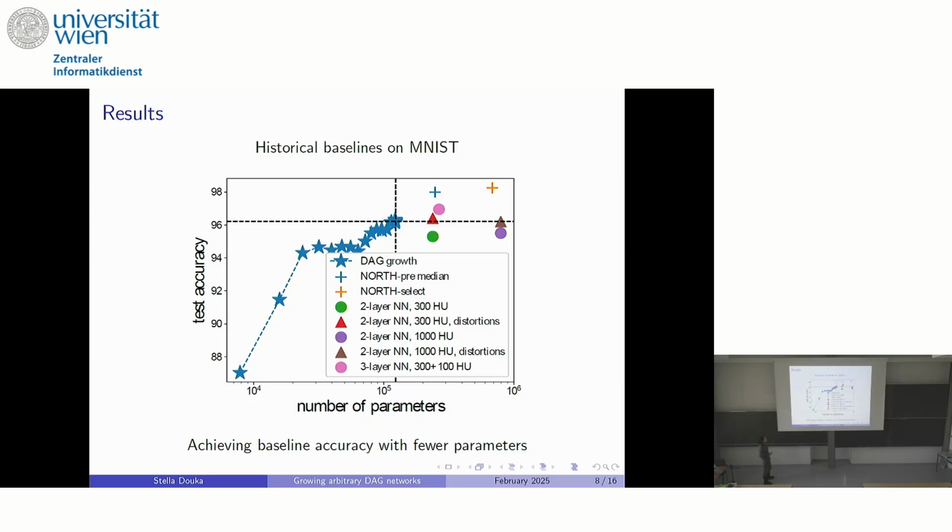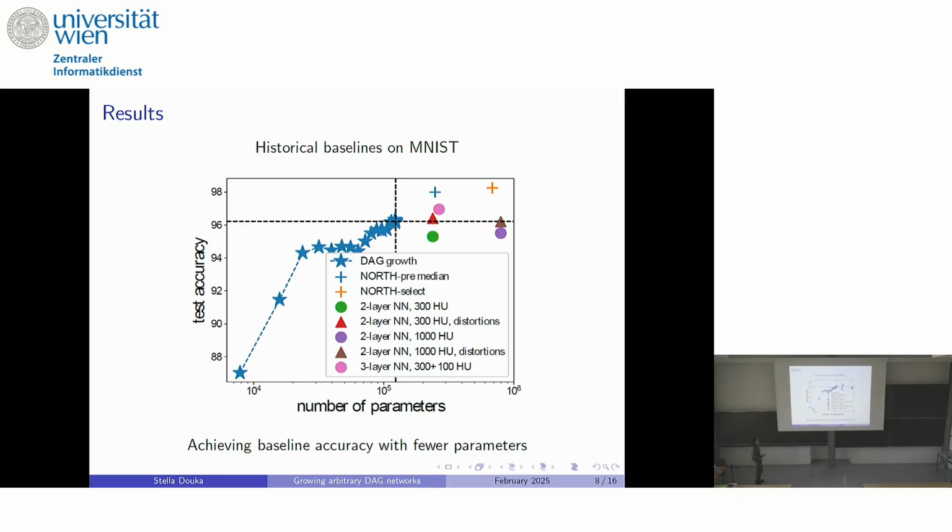And we see here, by these triangles, the historical results that present two-layer neural networks. So we have a simple situation like this, where in each case we have 300 hidden states or 1,000 hidden states. So the number of neurons in those are either 300 or 1,000. And we see that with the same accuracy, they have a much larger number of parameters. So we are doing much better than the historical results.